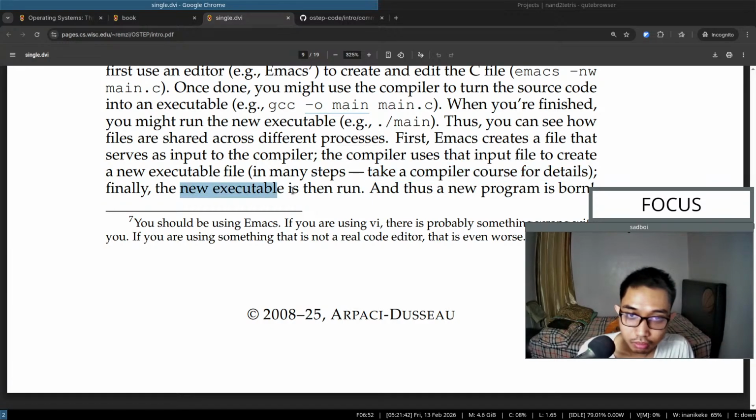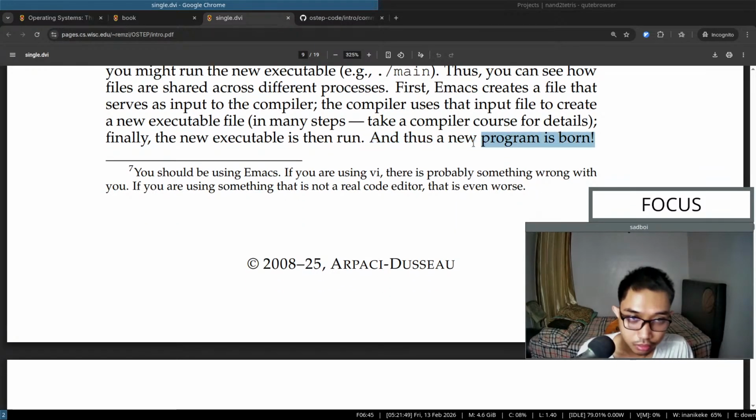Finally, the new executable is then run, and thus a new program is born.